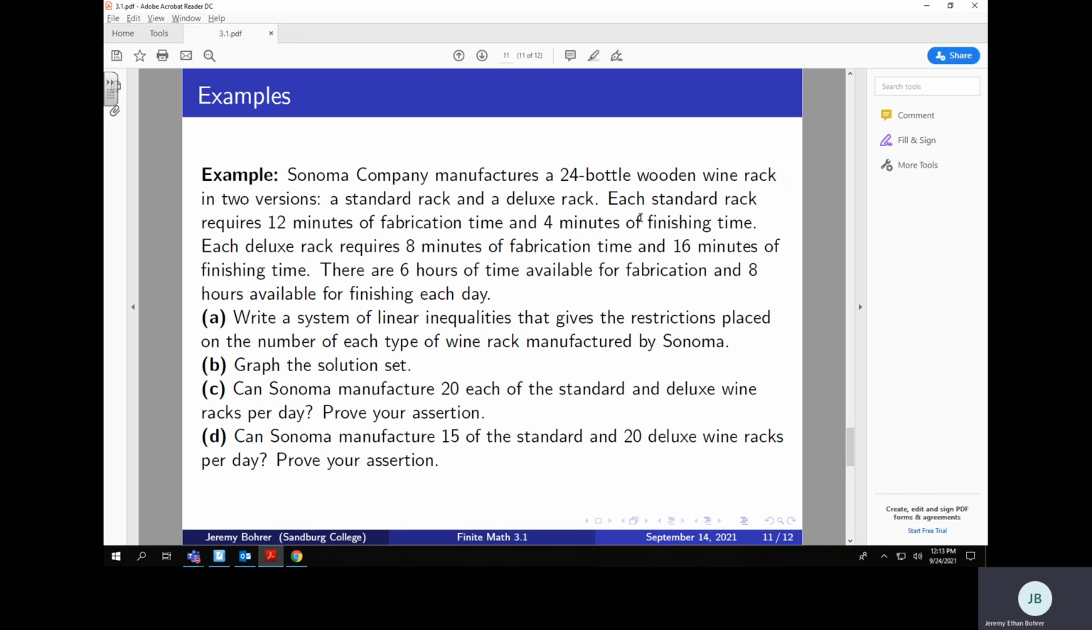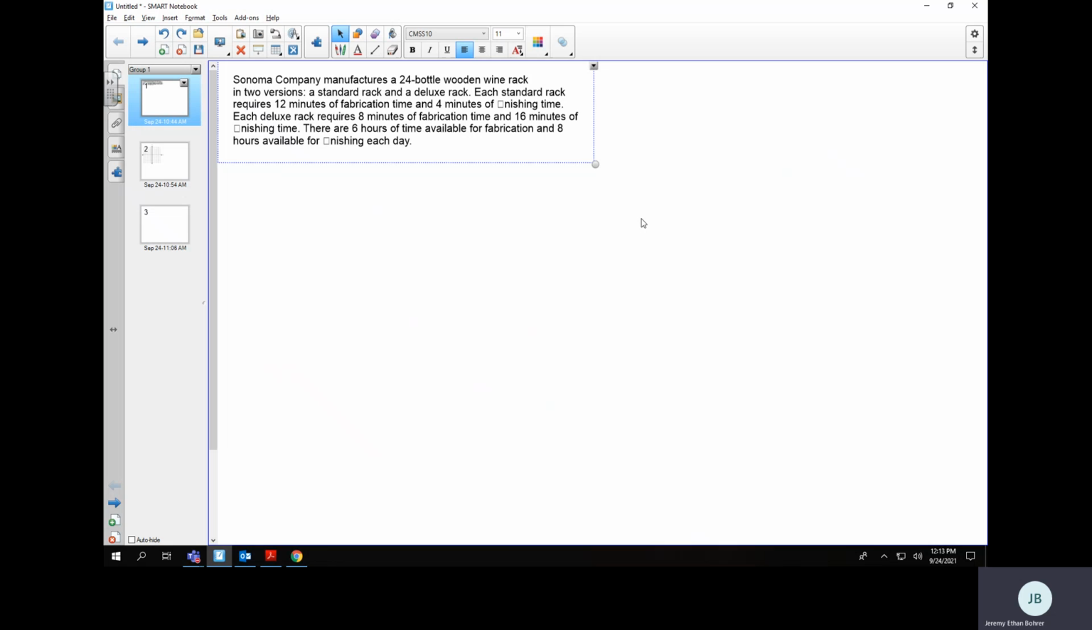So our first question is to write a system of linear inequalities that gives the restrictions placed on the number of each type of wine rack manufactured by Sonoma. So we'll do that over here. All right, so we know that the standard rack requires 12 minutes of fabrication time and 4 minutes of finishing time, and the deluxe rack requires 8 minutes of fabrication time and 16 minutes of finishing time. So this is what we get out of this.